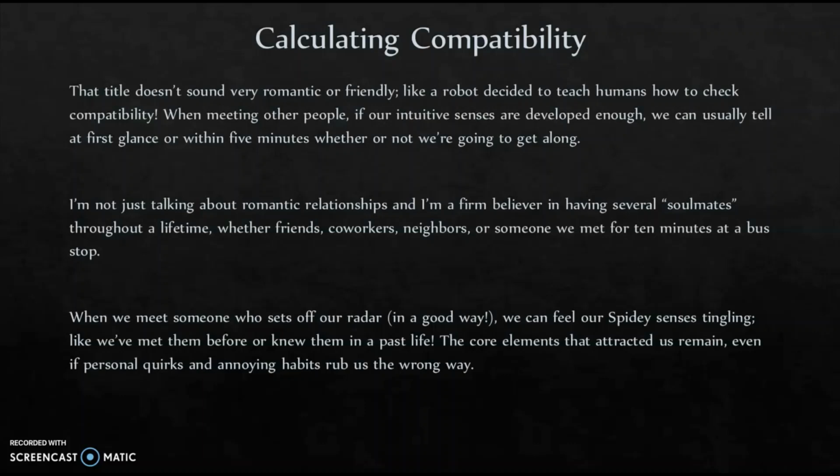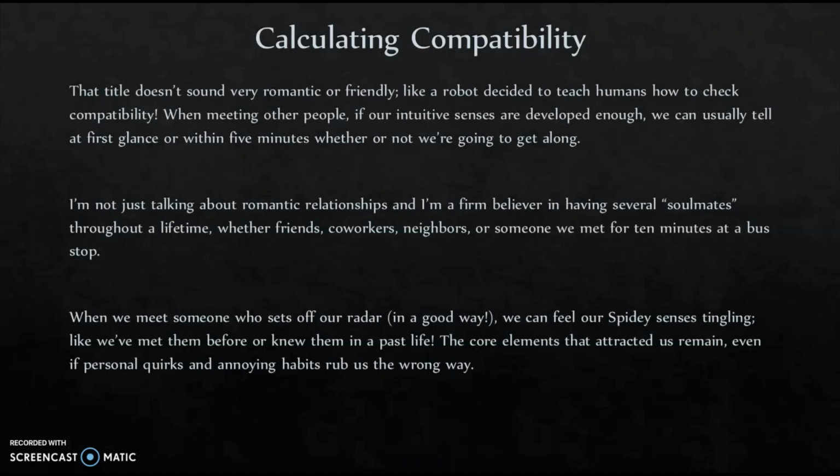Calculating compatibility. That title doesn't sound very romantic or friendly, like a robot decided to teach humans how to check compatibility. When meeting other people, if our intuitive senses are developed enough, we can usually tell at first glance or within 5 minutes whether or not we're going to get along.